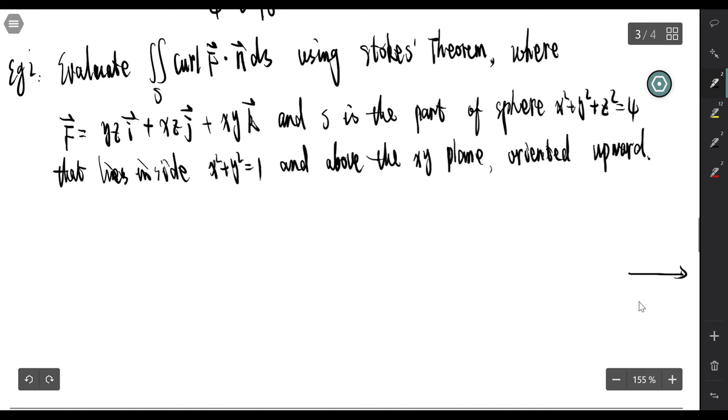First we draw the graph. Here is the cylinder x squared plus y squared equals 1, and the sphere has radius 2, so it's actually like this. And the other part of the sphere is like this. In the cylinder, so it's this part, it's only this part. And its boundary curve is here: the intersection of the sphere and the cylinder.